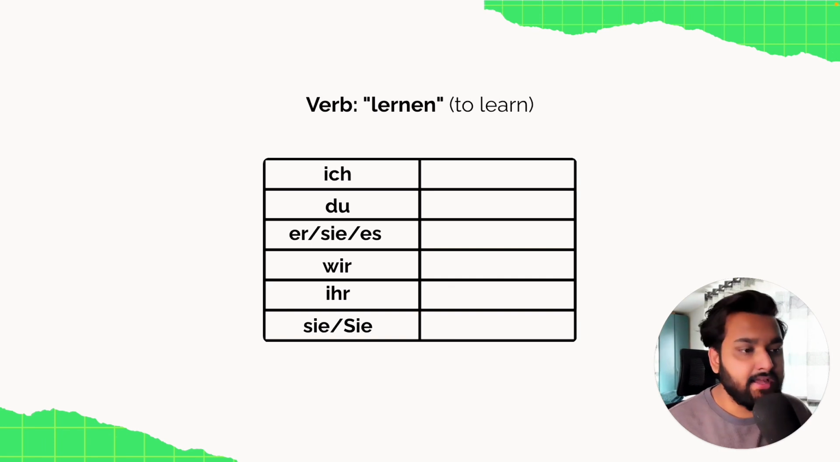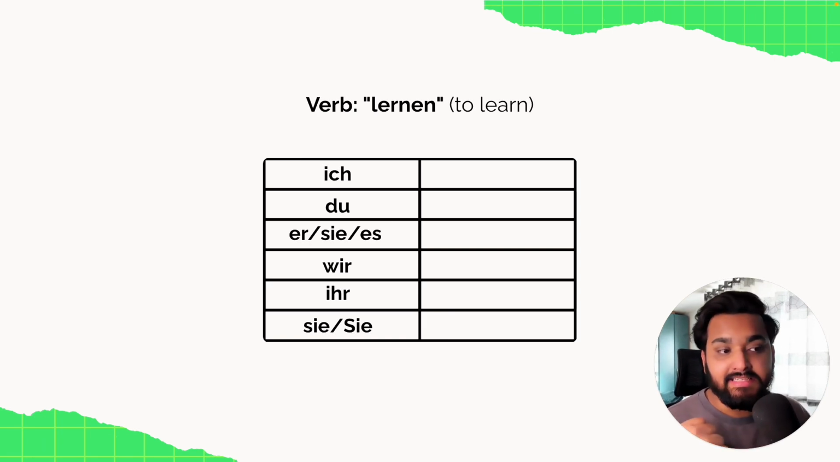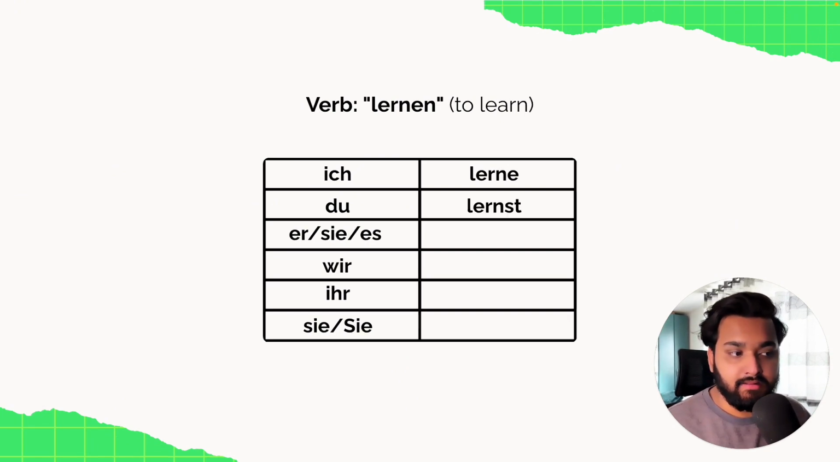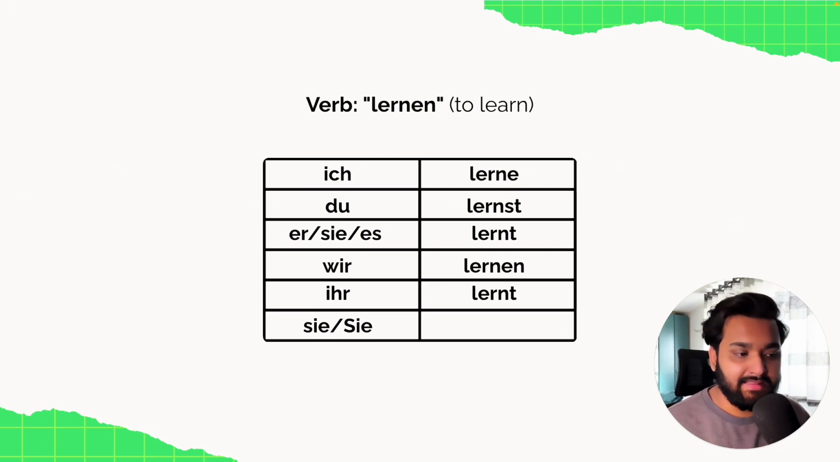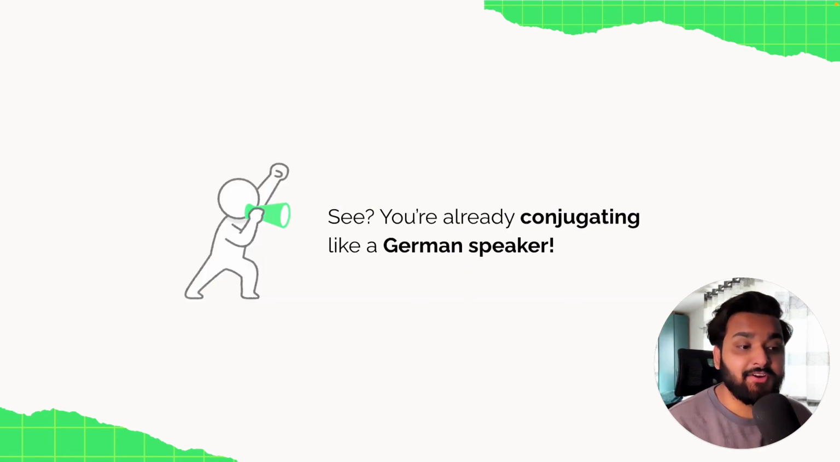Okay, let's do it. At first we have the ich pronoun, and how do you conjugate lernen for ich? You say ich lerne. Then for du, lernst. Then we have er, sie, es, lernt. Then we have wir, lernen. Then we have ihr, lernt, and sie, lernen. So these are basically the conjugated forms of lernen for each of the personal pronouns. See, you are already conjugating like a German speaker.